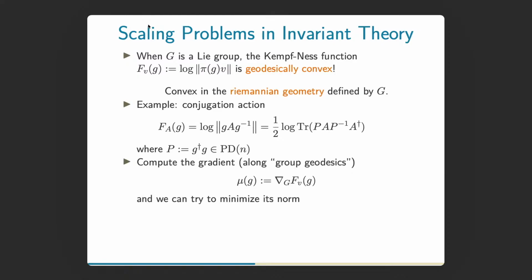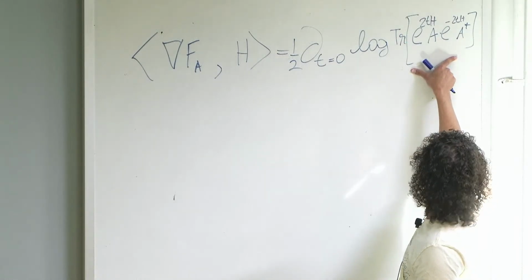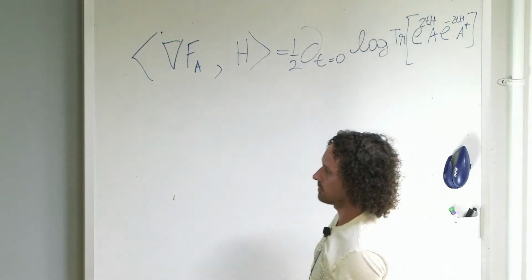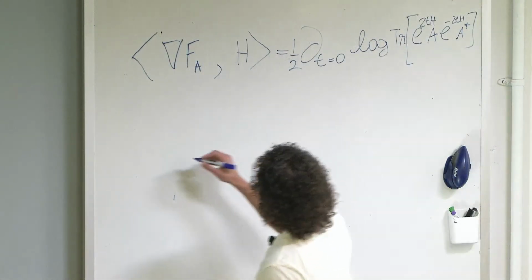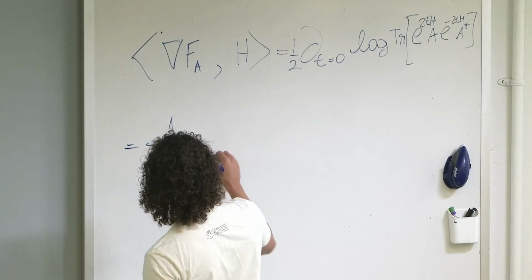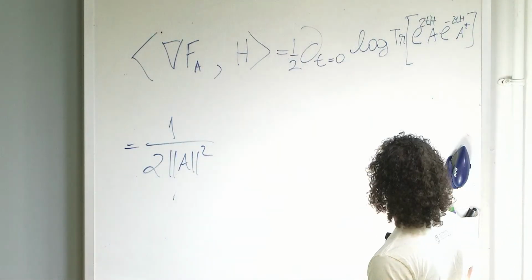And when I take the derivative, what happens here? Well, the derivative of the log is 1 over this. When I evaluate this at 0, I get exactly just the trace of A star A, which is the norm squared. So I'm going to get half the norm squared of A, which is the Frobenius norm here.